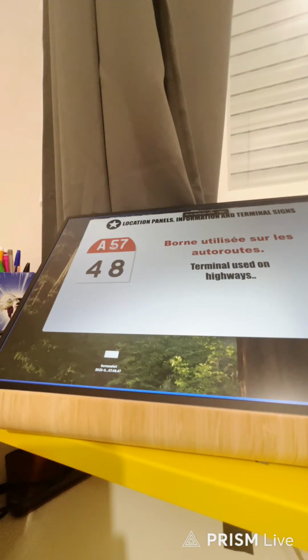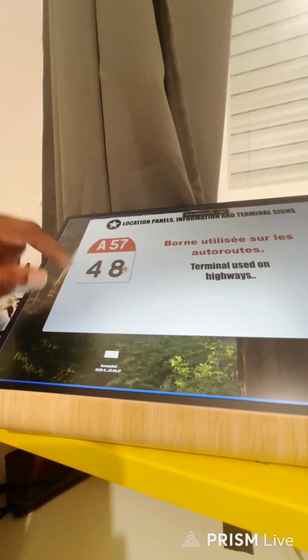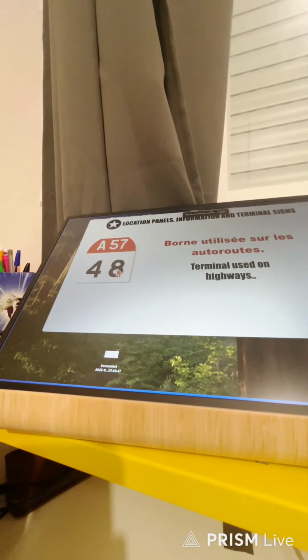Because if you just said A57, the road might be long, so they might not know the exact place. You must include this 48. If you didn't include this 48 for them, they will still be coming, looking around. But once you said this 48, they know exactly where to find you.